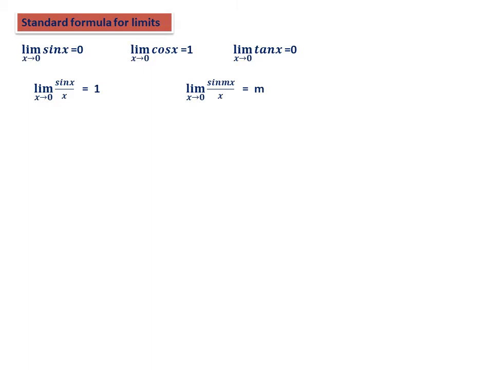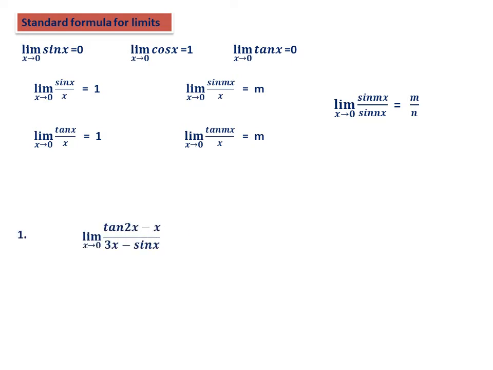Then limit of sin mx by x as x tends to 0, you can remember it as a standard result, m. And similarly, tan x by x as x tends to 0, that is also 1. Then tan mx by x as x tends to 0 is m. And one more result also you can remember. Limit of sin mx by sin nx as x tends to 0 is m by n. For example, suppose it is sin 3x by sin 2x, directly you can write 3 by 2. So this is one useful result, actually a shortcut.